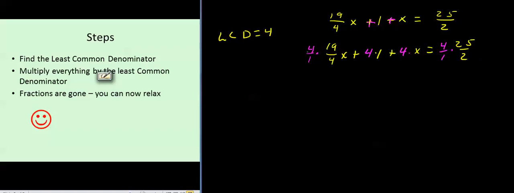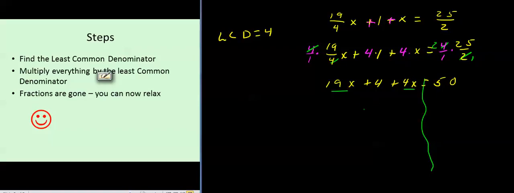Here, my 4's cancel. Here, 2 goes in here once, 2 goes in here twice. And now I have 19x plus 4 plus 4x equals 2 times 25 is 50. Voila, my fractions are gone. Easy peasy. I'm going to solve now.